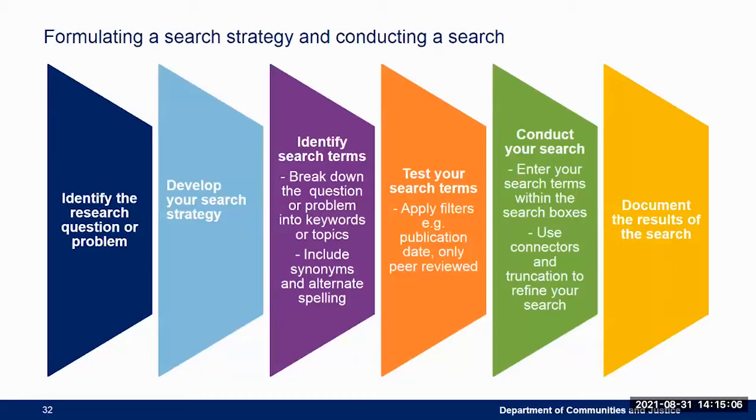So this is just a little bit of an overview of what your search strategy in conducting a search will look like. So obviously you need to identify the research question or problem, develop your search strategy, identify the search terms, breaking down the question and including synonyms and alternate spelling, testing out your search terms, conducting your search, so making sure that you use connectors and truncation to refine your search so you don't get too many irrelevant content, and then documenting the results of the search. So a lot of researchers use endnotes to document their search results. I just use a Word document.